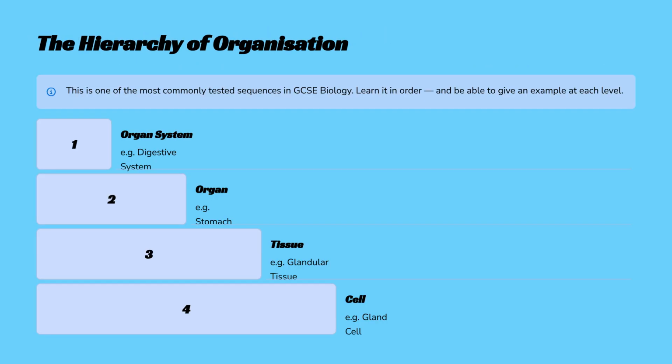The hierarchy of organization is a frequently tested sequence. It moves from cell to tissue to organ system. Be sure to learn this order and an example for each level.